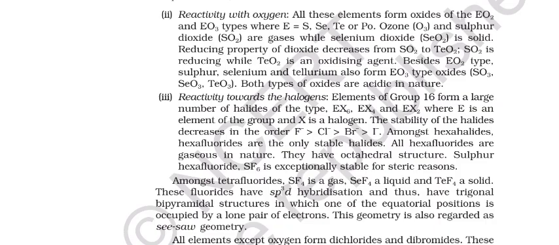Amongst tetrafluorides, SF4 is a gas, SeF4 is a liquid and TeF4 is a solid. These fluorides have sp3d hybridization and thus have trigonal bipyramidal structure in which one of the equatorial positions is occupied by a lone pair of electrons. This geometry is also regarded as see-saw geometry.